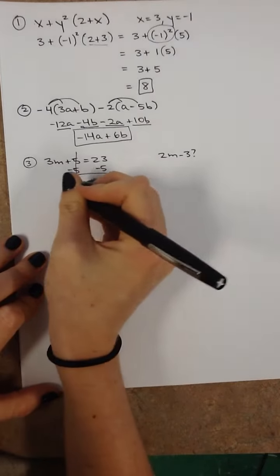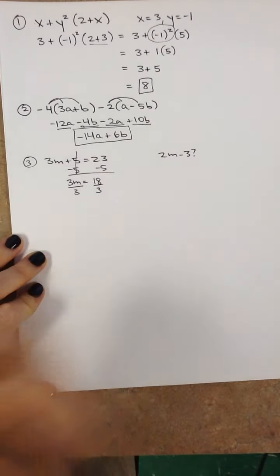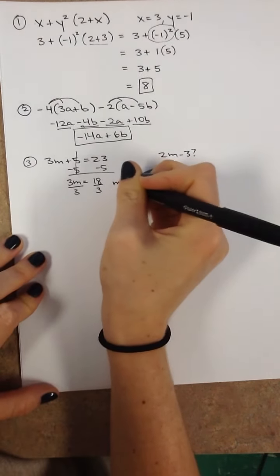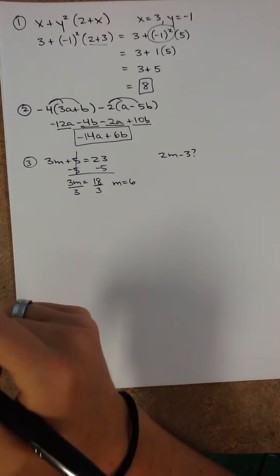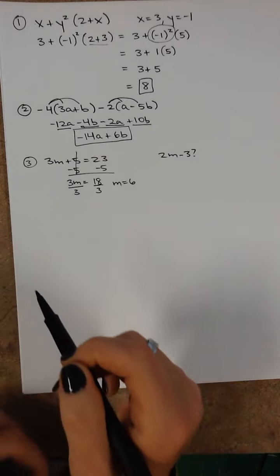To get the m by itself, we can divide both sides by 3. So I end up with m equals 6. That's the answer to this equation, but that's not the answer to the question, because there's still one more step that we need to do.